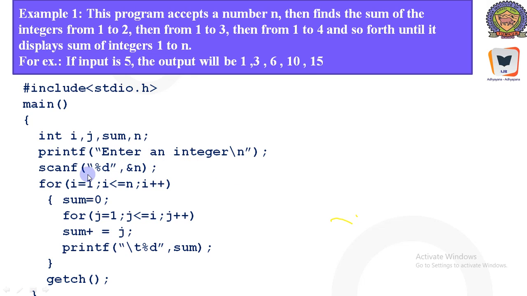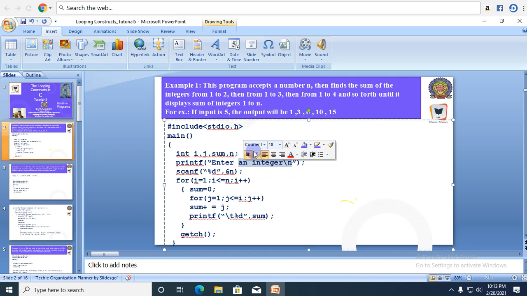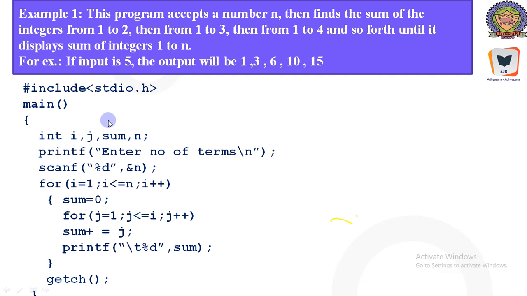Enter an integer. Okay, instead of this, we should have written "enter the number of terms you want". That would be the better option. Okay, and we will change it here only. Enter the number of terms that is needed. Okay, number of terms needed. This is better, and this is more appropriate also.